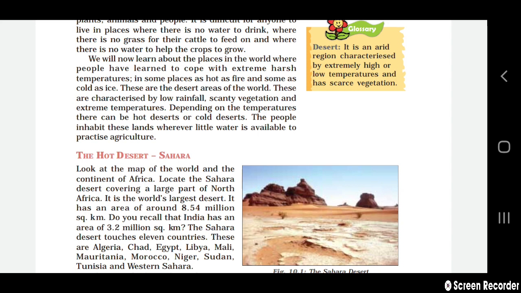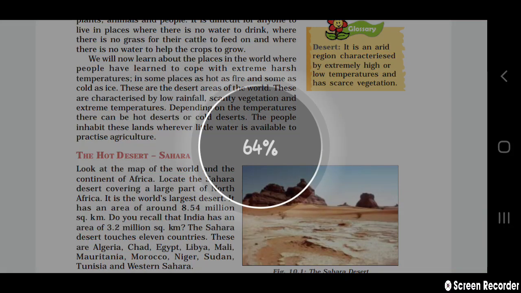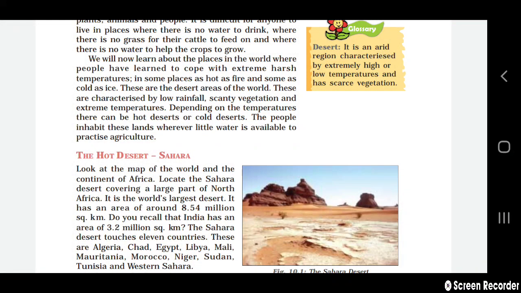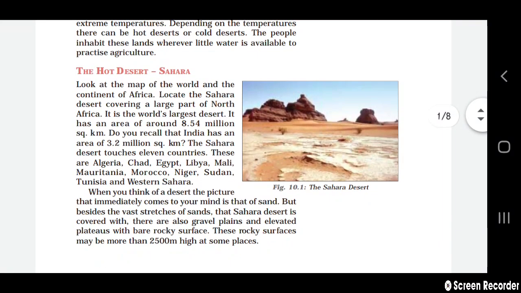So people inhabit these lands wherever a little water is available to practice agriculture. The hot desert, like the Sahara Desert. Here is the image of the Sahara Desert.